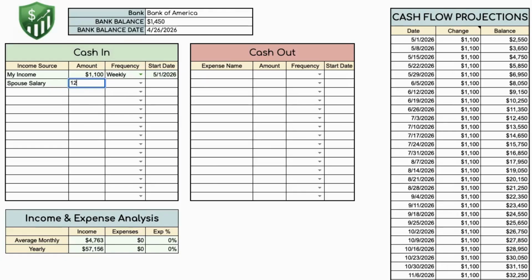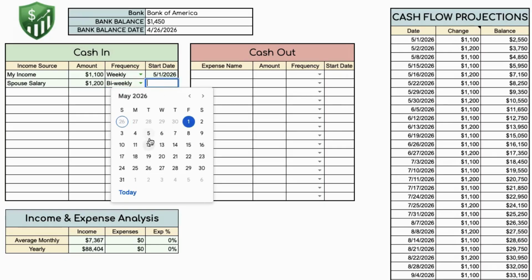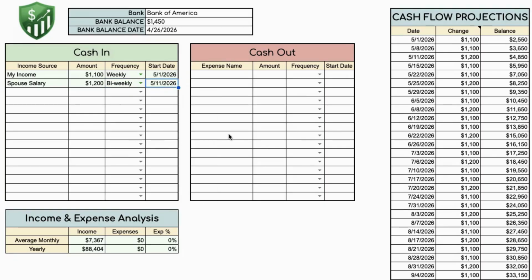Now let's add another income. For example, your spouse earns $1,200 bi-weekly. Again, you enter the start date and the system handles the rest. That sets you up for the income. You can add other sources of income or one-time payments you are aware of in here. If not, we continue and move to our next step.